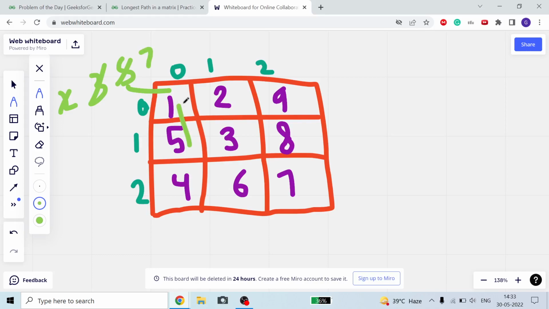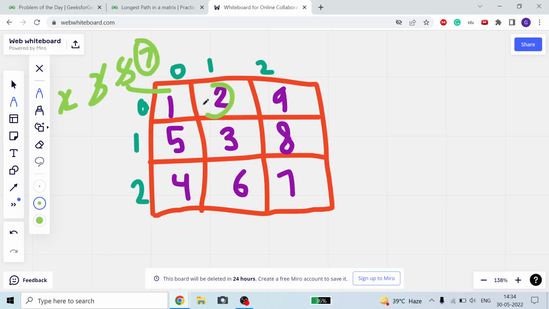First path, number second of length 3, path number third of length 5, final path of length 7. Okay, these are the four paths. So which path will we take? We will take this path of length 7. This is how our answer will be 7. So for 1 we have a path of length 7.